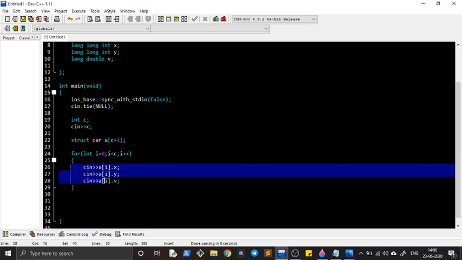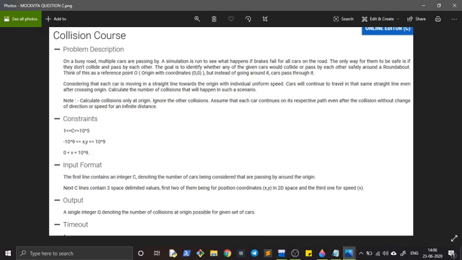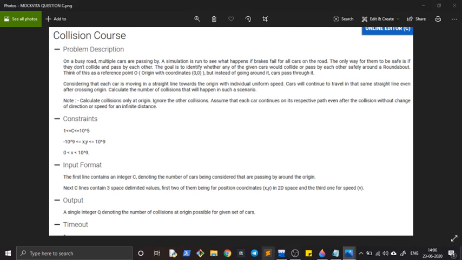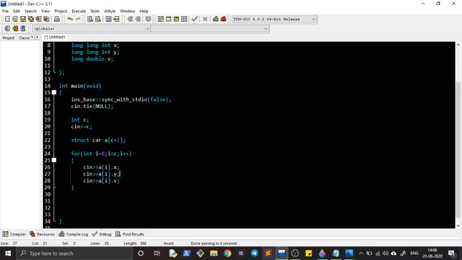We are just taking the inputs, as in the question also we need to take 3 inputs, which are x, y, and the velocity v. So this part of the job is done.